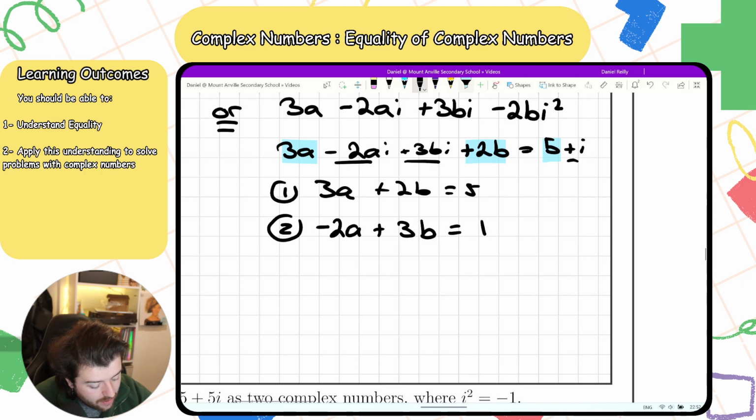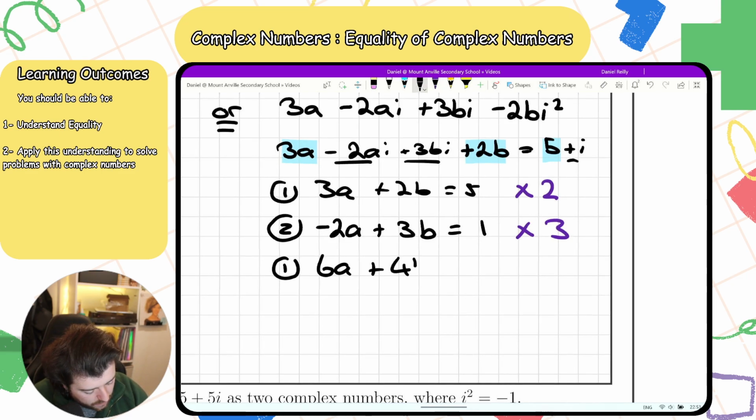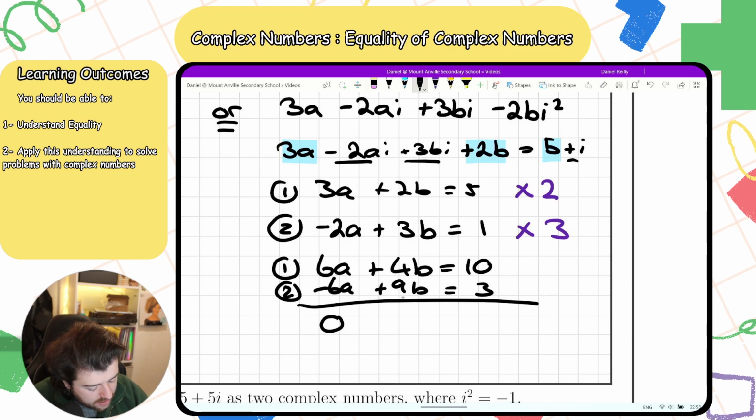So I'm going to cancel out a here because they already have the minus signs with them. So I need to make sure they're both the same number. So I need to find the lowest common multiple of 3 and 2. So multiply the top by 2, the bottom by 3, because the lowest common multiple of 2 and 3 is 6. So my top line is going to be 6a plus 4b is equal to 10. The second one, minus 6a plus 9b is equal to 3. Add them up. a's go to 0. 13b is equal to 13.